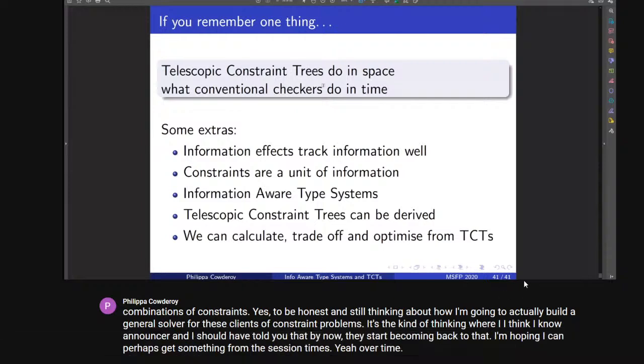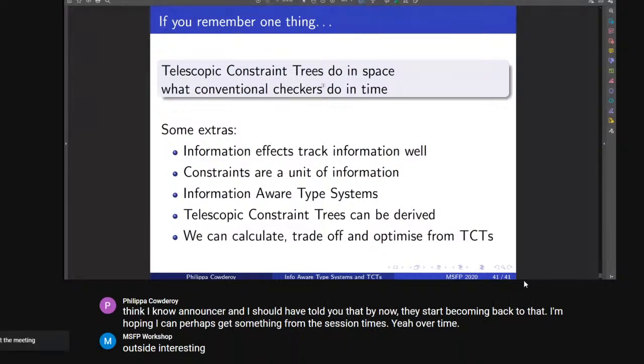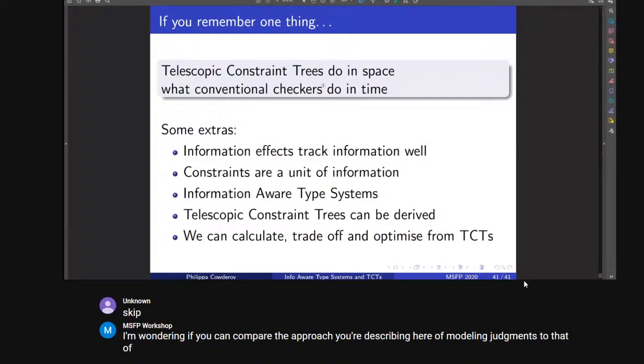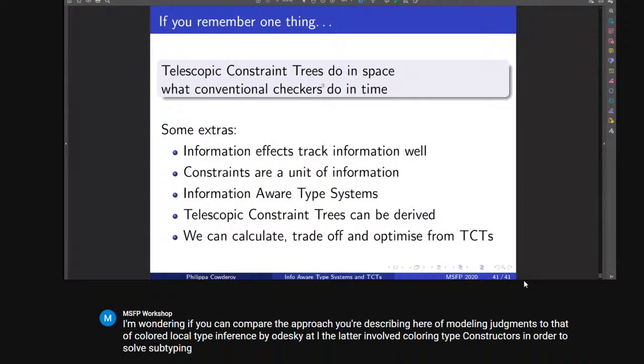That sounds interesting. We have another silent question from Chris. I'm wondering if you can compare the approach you're describing here of modeling judgments to that of colored local type inference by Odersky et al. The latter involved coloring type constructors in order to solve subtyping constraints in type argument synthesis.